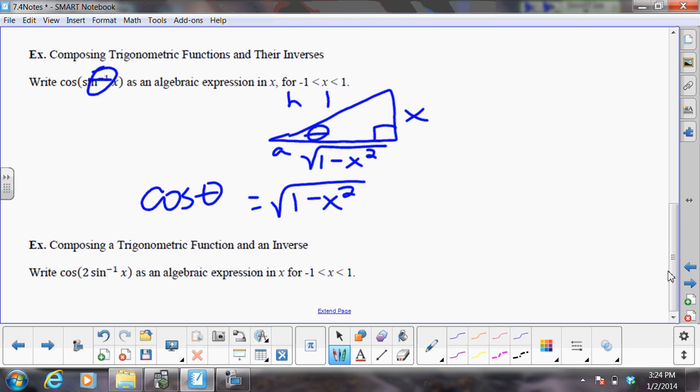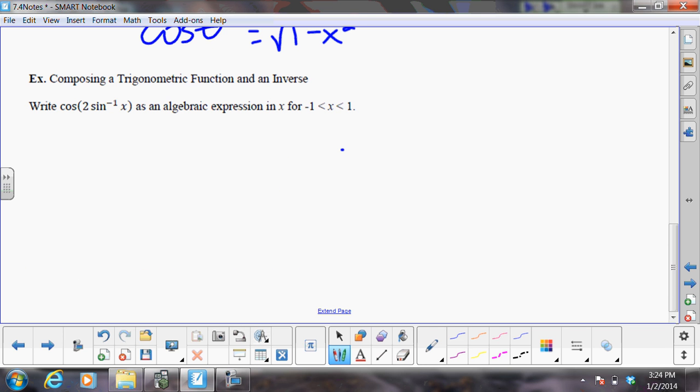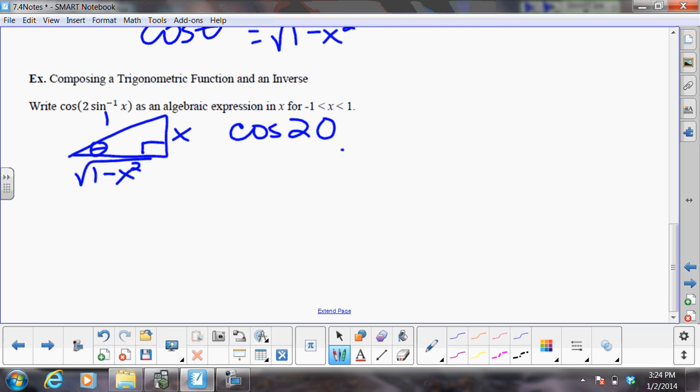This last example kind of mimics the one before. It has to do with a similar situation where I'm going to draw my right triangle. Arcsine again is x, so x, 1, and square root of 1 minus x squared are our three sides. This is theta. So they're really looking for cosine of 2 theta. That's what they're looking for, which means we can choose any of the identities that we want. I'm going to choose 2 cosine squared theta minus 1. Why not?